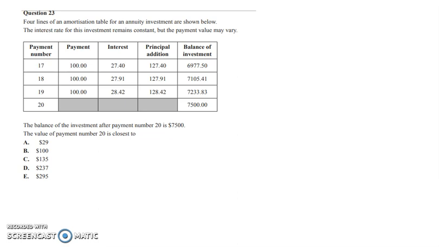The interest rate for the investment remains constant, but payments may vary. The balance of the investment after payment number 20 is $7,500. The value of payment number 20 is closest to.